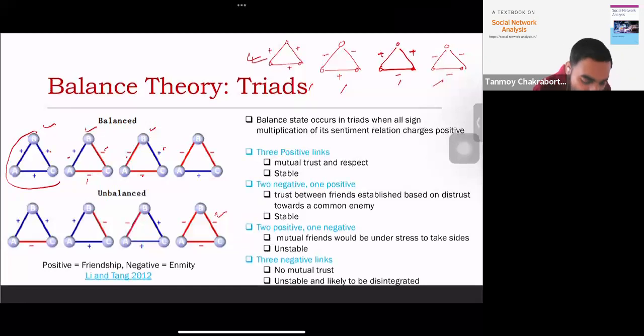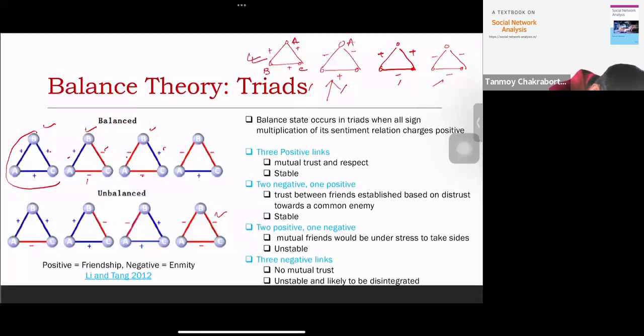Okay, this one. So A, B, and C. A and B are friends, A and C are also friends, and B and C are also friends. So all of them are friends. It's very stable. Stable in the sense that none of these links will break in future. It is less likely because all of them are mutual friends of each other. So this is stable.